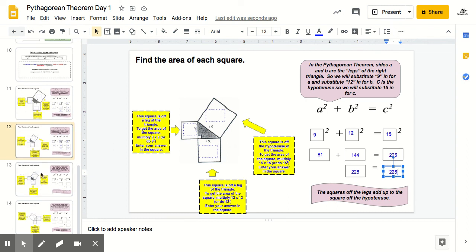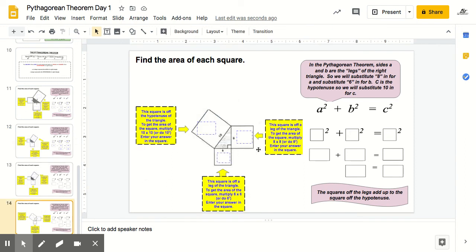Okay, you guys are going to now do 13 and 14 on your own. You're simply going to look at the diagram here and plug in your legs, plug in your hypotenuse, and then make sure that the sum of the squares of the legs is equal to the hypotenuse squared.